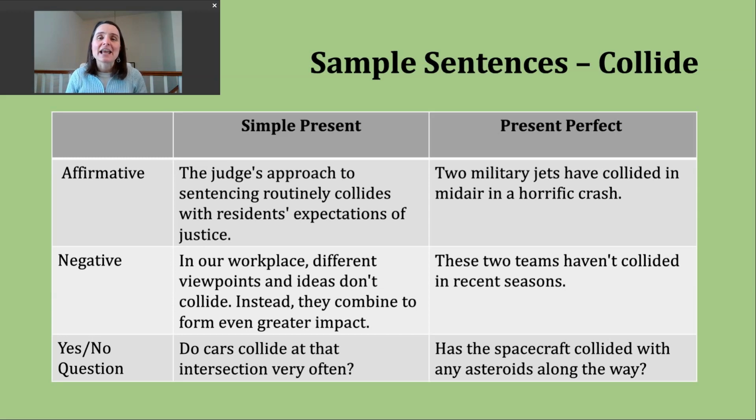Lastly, let's look at a yes or no question in the present perfect. To do this, I start with have or has, then I'm going to have my subject, and then the participle form of the verb. Here's my last example. Has the spacecraft collided with any asteroids along the way? So again, maybe we're talking about some voyage, some trip that started long ago, continuing into the present. It's still continuing. And so we're checking through that process. Has an asteroid come into contact with the spacecraft?